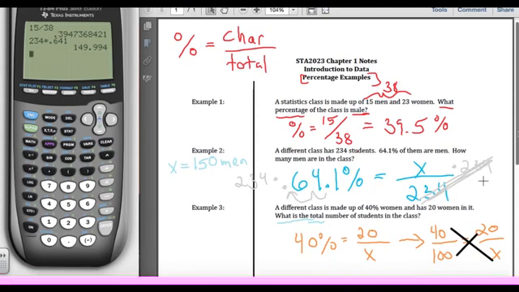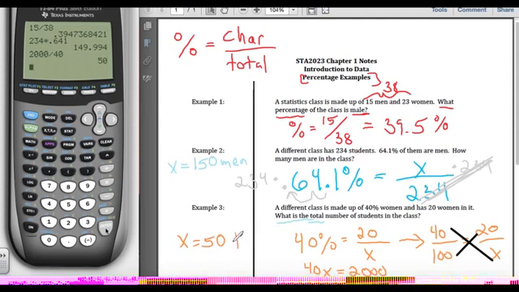If I do this, I'm going to get my new equation to be 40x equals 2,000. And now to solve for x, just divide both sides by 40. So on my calculator, I'll take 2,000 divided by 40, and that gives me x must equal 50 total people in this class. So these are 3 ways we can look at percentages in Chapter 1.